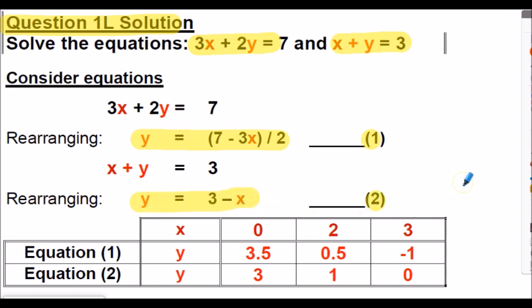We're given the range for which to plot the equation in the question from 0 to 3, so I've chosen values of x of 0, 2 and 3, and I've worked out appropriate values of y for equations 1 and 2.